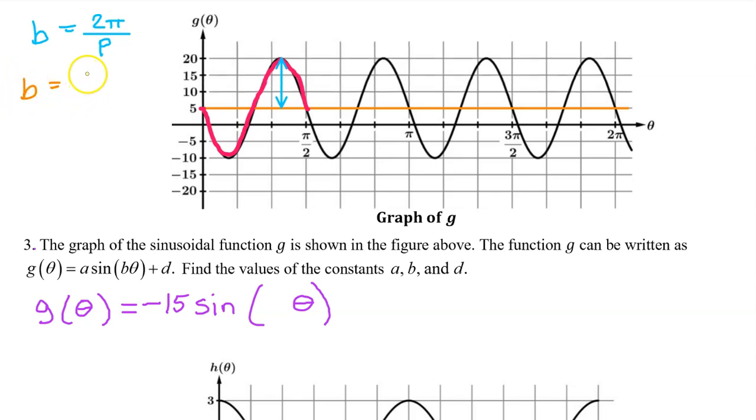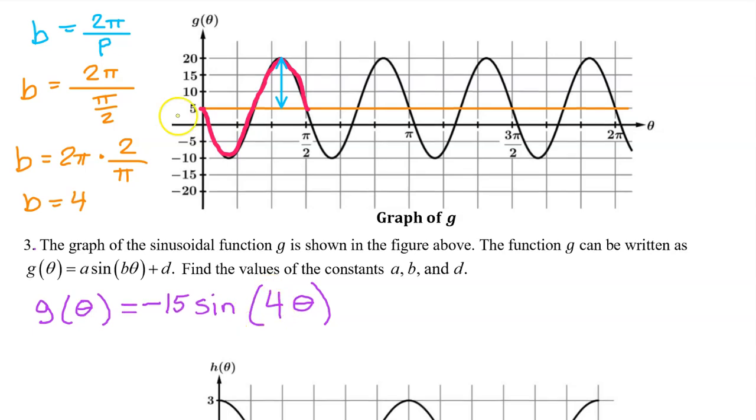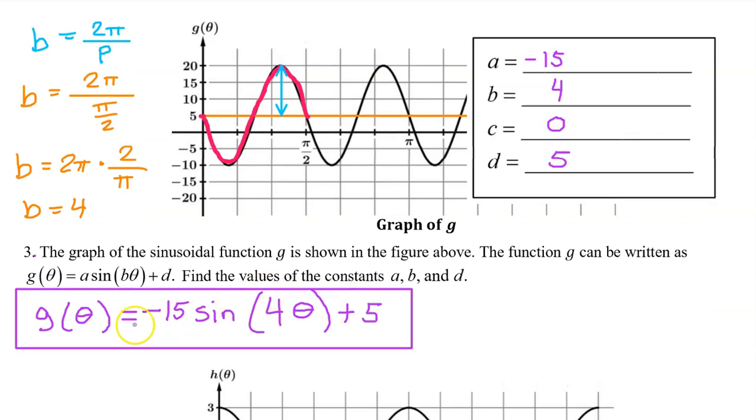Therefore, the b value is going to be 2 pi divided by pi over 2. When you divide by a fraction, you multiply by the reciprocal. Therefore, b is going to equal 2 pi times 2 over pi. The pi's will cancel out because you have one low and one high. So that's going to leave 2 times 2, which is a b value of 4. And that 4 goes right here. And because the midline is y equals 5, the value of d is positive 5. You can record your answer like this or like this.